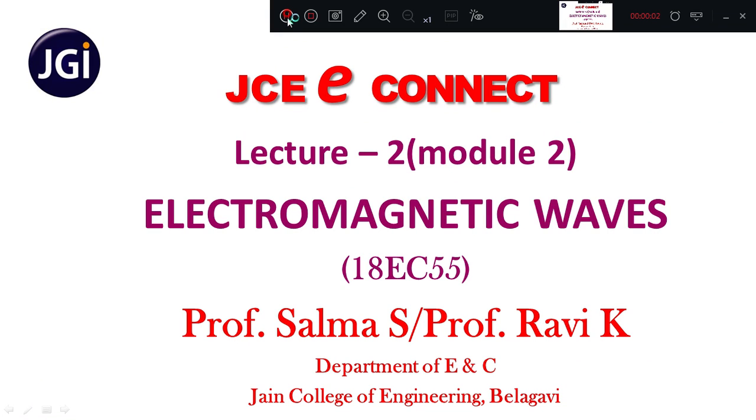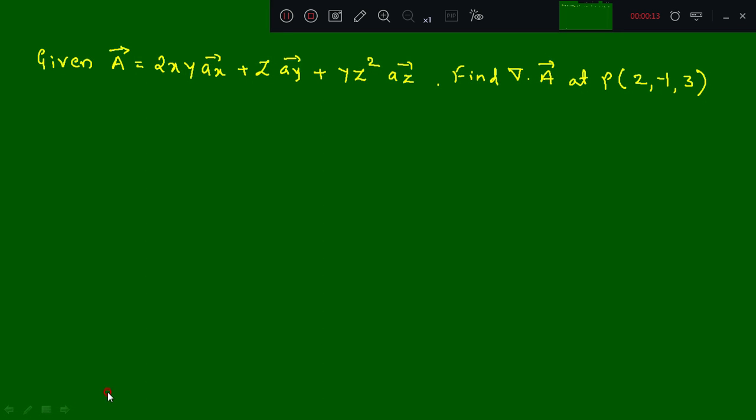Good morning, students. Today we are going to solve some problems on divergence. The problem statement given here is: given A equal to 2xy ax plus z ay plus yz square az, find del dot A at the point P(2, -1, 3). So the solution is here.